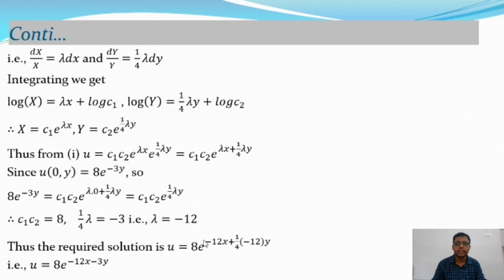And after simplifying this, we will get u is equal to 8 e to the power minus 12x minus 3y. So this is the required solution of the partial differential equation where the boundary condition exists, and this is found by applying the separation of variables method. After that, I will take one more example on separation of variables.